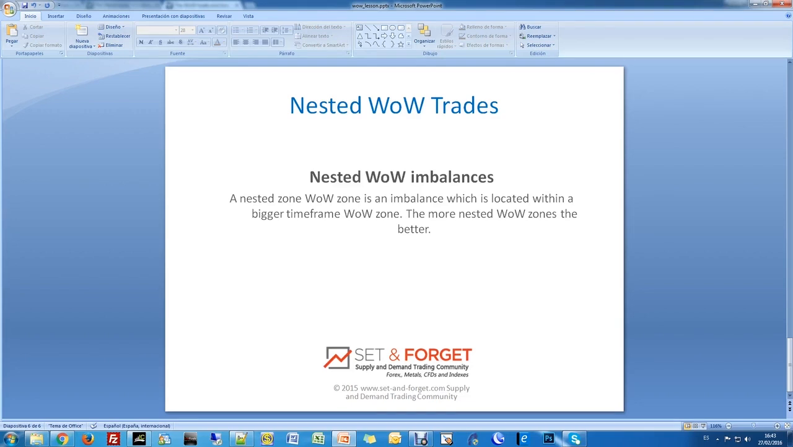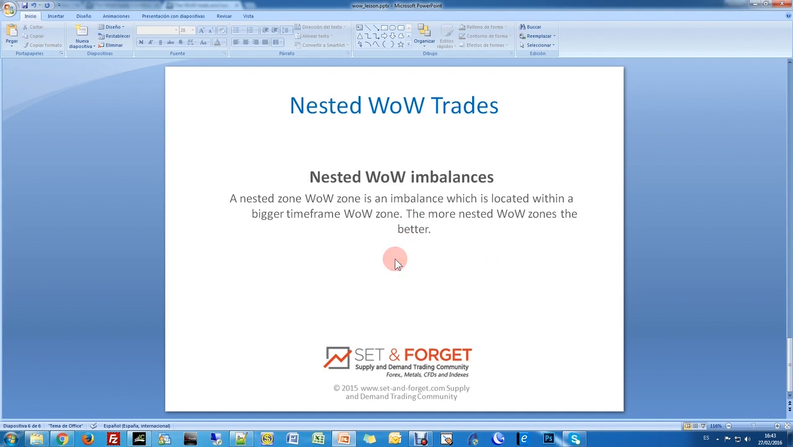The nested WoW trade is a very powerful setup as well. A nested WoW is a zone, a new imbalance, a WoW zone, which is located within a bigger time frame WoW zone. The more nested WoW zones there are, the better.